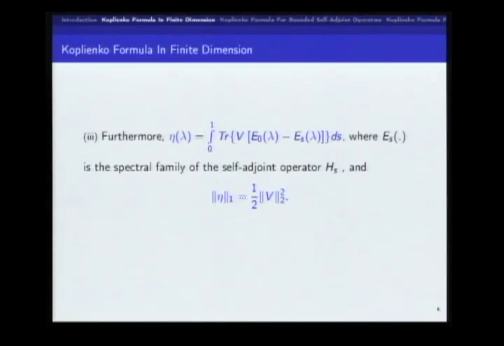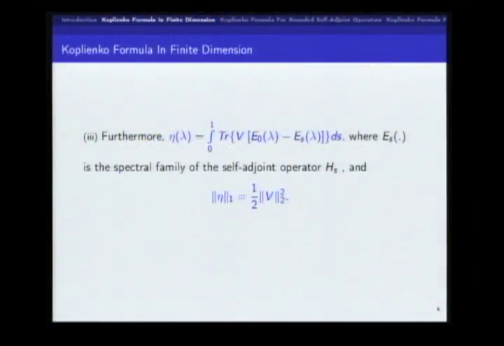And the L1 integral of η, since it is non-negative, is exactly equal to half the Hilbert-Schmidt norm of the perturbation squared. So this result is true for finite dimension. What I will assert, the next theorem or the theorem after that, is that this theorem remains true in infinite dimension except for this expression. This is no more valid.